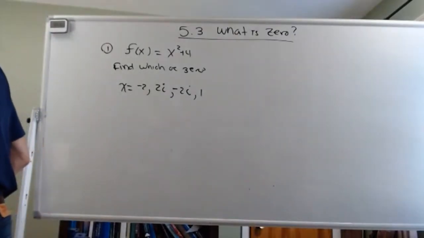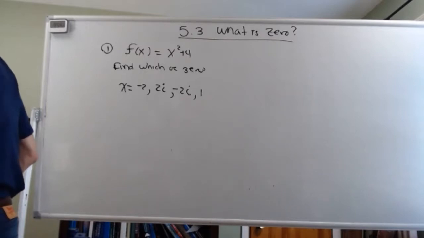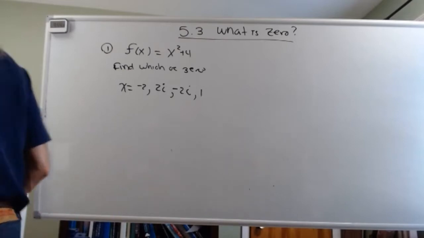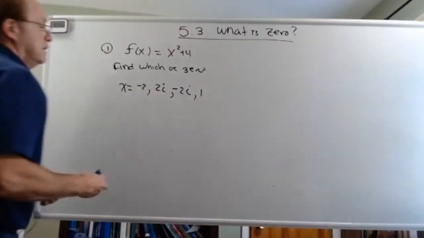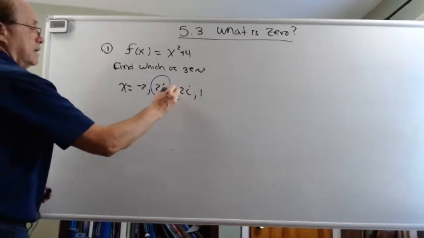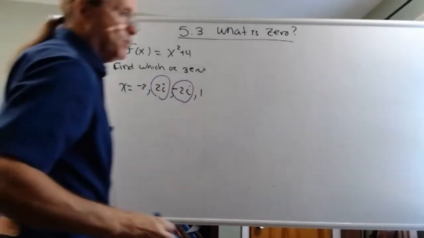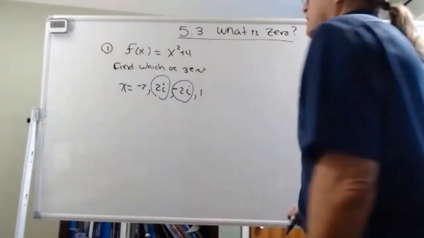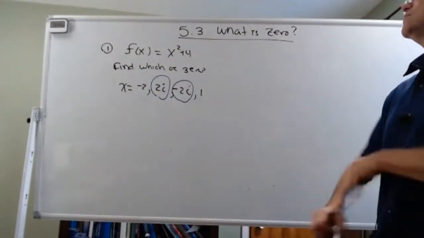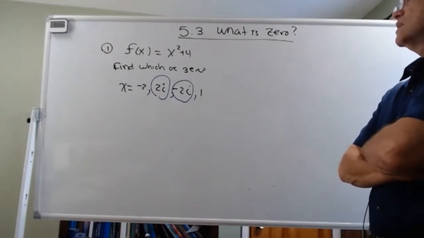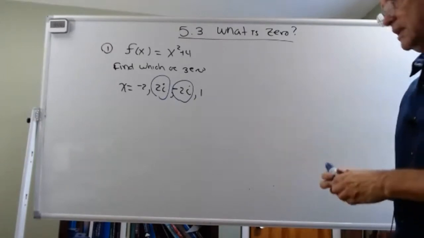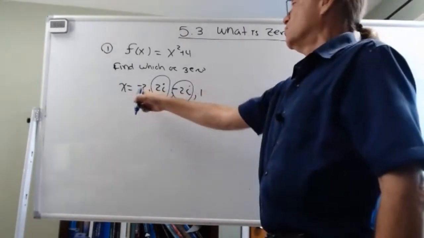Sometimes it gets a little more complicated. And hopefully you do see 2i and negative 2i are both zeros. Does anyone want to see that? Anyone want to see where I found that those two satisfy f of x equal to 0? Is everyone comfortable with that? Okay, let's plug it in. Let's verify that that doesn't work.